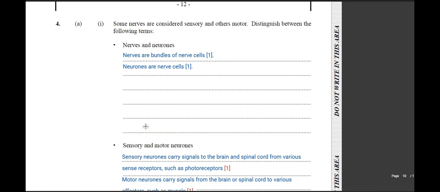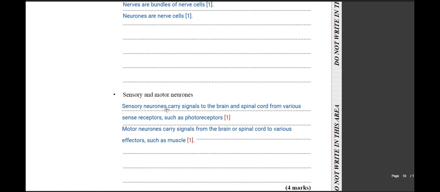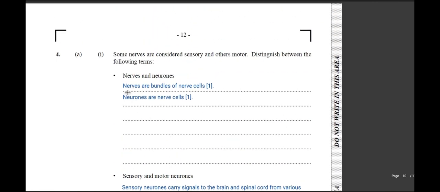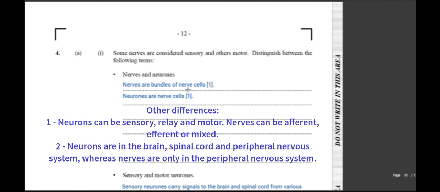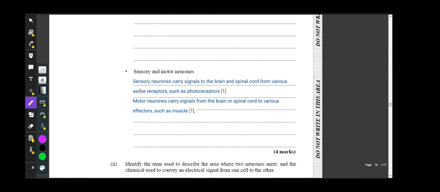Now, this entire question is worth what? 4 marks. So, 2 marks for nerves and neurons, 2 marks for sensory and motor neurons. So, nerves and neurons. Nerves are bundles of nerve cells, neurons are nerve cells. That's the crux of it. 1 mark each.